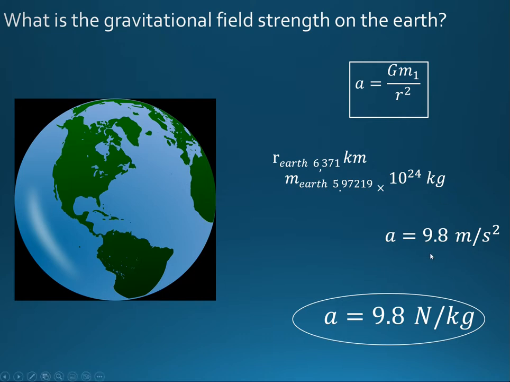So we've been using the 9.8 for a while, just assuming that it's true and correct, and this is where it actually comes from. It comes from multiplying the mass of Earth by the gravitational constant, and then dividing by the Earth's radius squared. And you can do this for any planet.